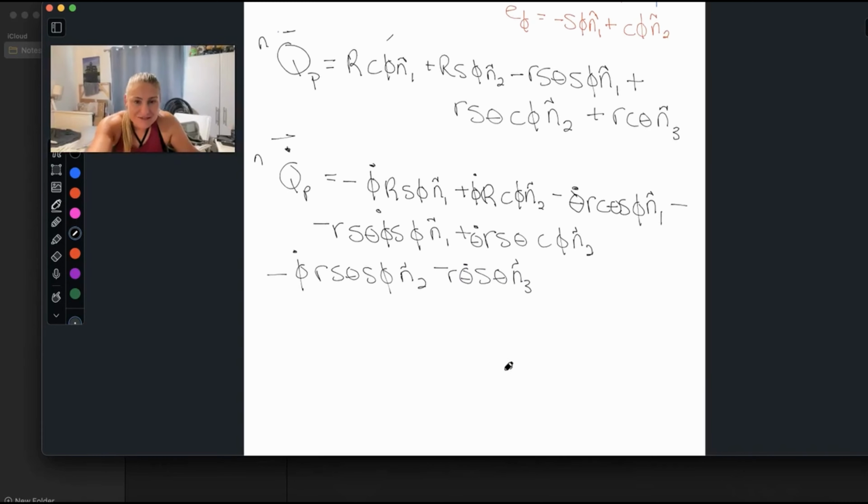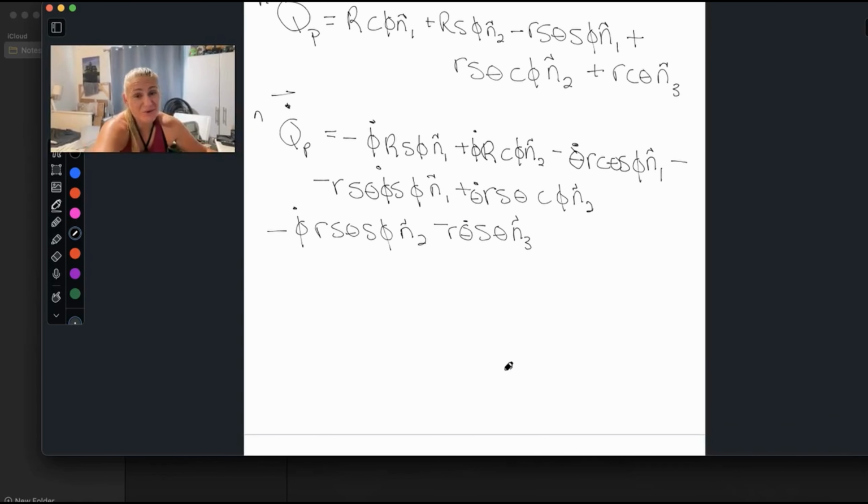Oh my goodness. All right, so now, okay, well that was it though. You didn't have to take any unit vector derivatives. So that's interesting. So now let's see if we can clean this up and see if we get the same answer. We better get the same answer.